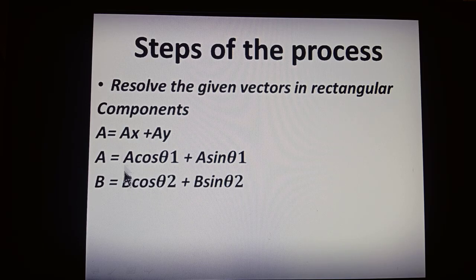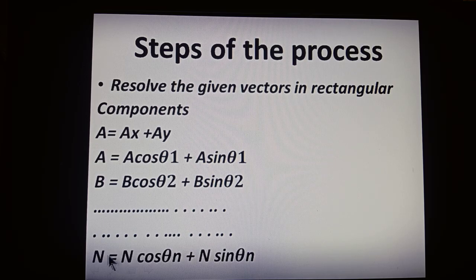Similarly, when B is resolved in rectangular components, we will get Bx, B cos theta 2, By, B sin theta 2 and so on. All the given vectors will be resolved in rectangular components up to last vector n. N cos theta is the x component of n and n sin theta is the y component of n. This is the first step.